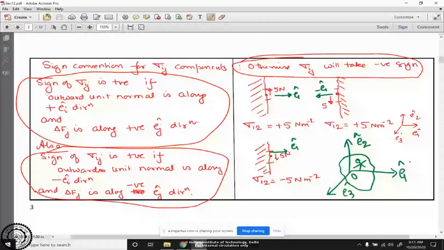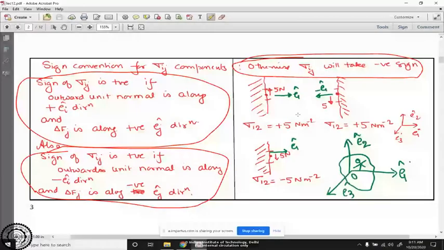So the rules are, and this is a matter of convention that we all follow. Sign of sigma ij is positive if outward unit normal is along Ei direction, and delta Fj is along positive Ej direction. If both are along positive direction, then sigma ij is positive. Also, sign of sigma ij is positive if outward unit normal is along negative Ei direction, and delta Fj is also along negative Ej direction. If these two are not followed, then sigma ij will take negative sign.